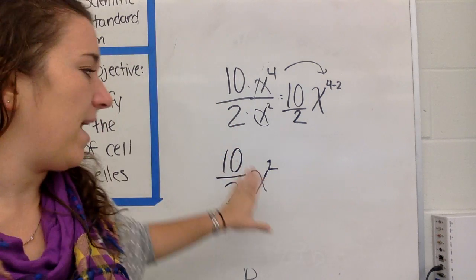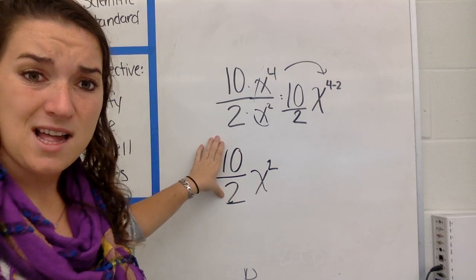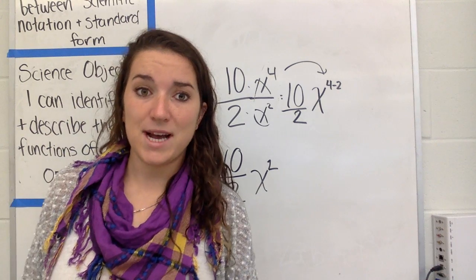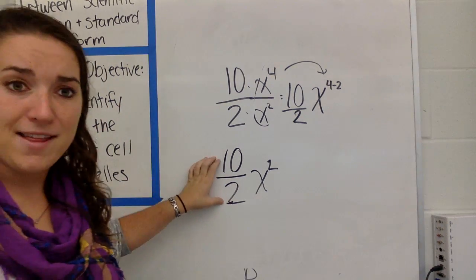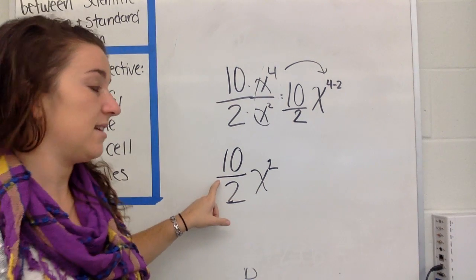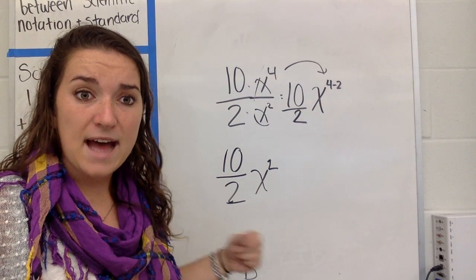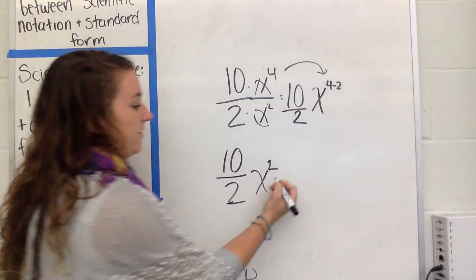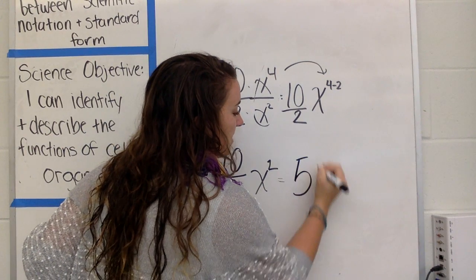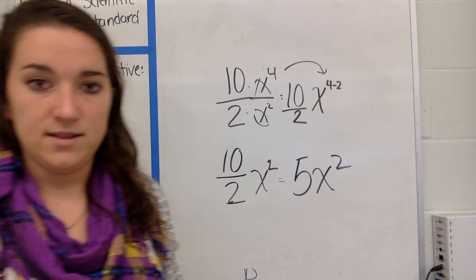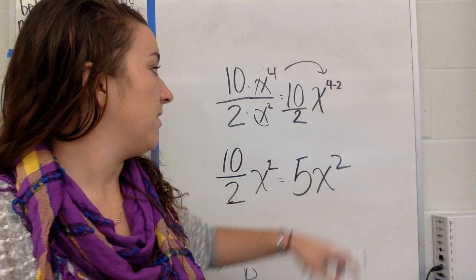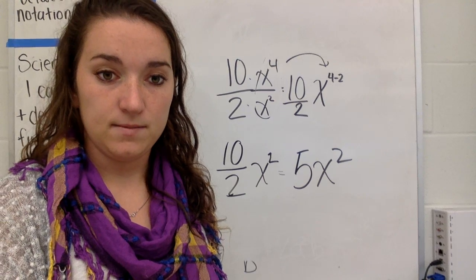Is there any other way that I can write this? Think back to 5th grade when you guys learned all about fractions. You can simplify this fraction because this fraction bar is the same as what? Yeah, division. So you can divide 10 divided by 2, and this will be the same as 5x squared. So when you simplify it, you get 5x squared.